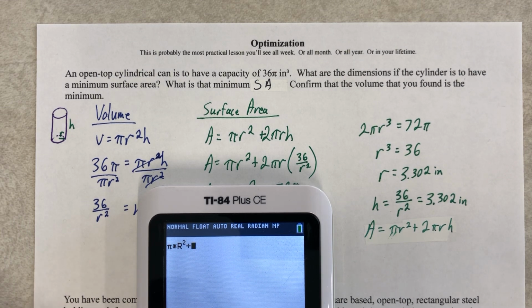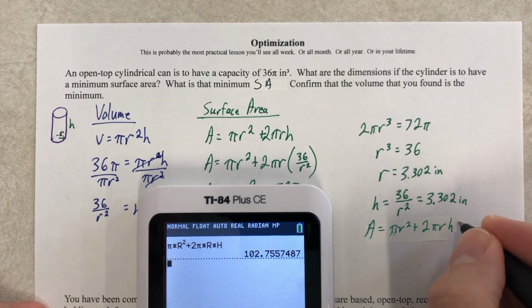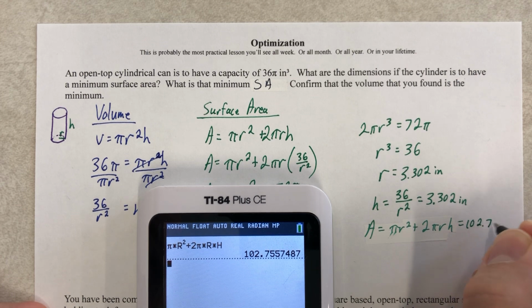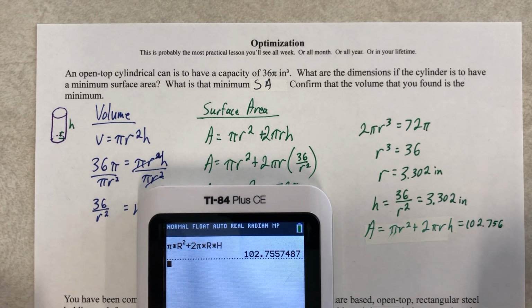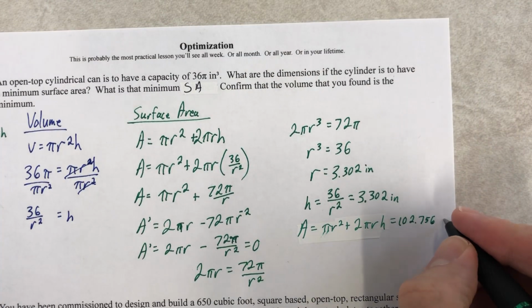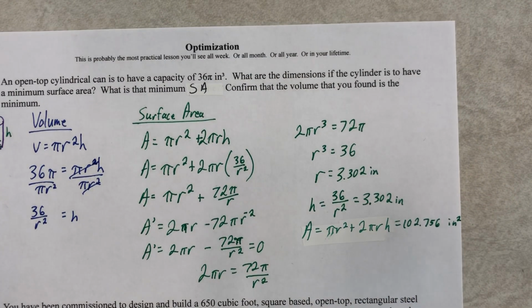Pi r squared plus 2 pi r h. Alrighty, 102.756 what? We're dealing with area, not volume. This is going to be square inches. All right, fantastic.